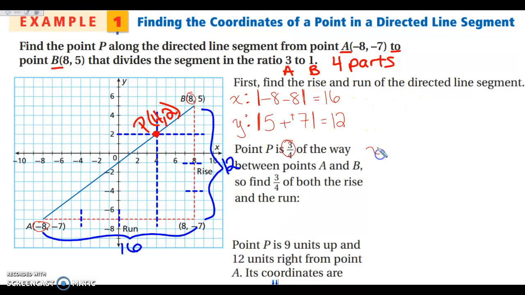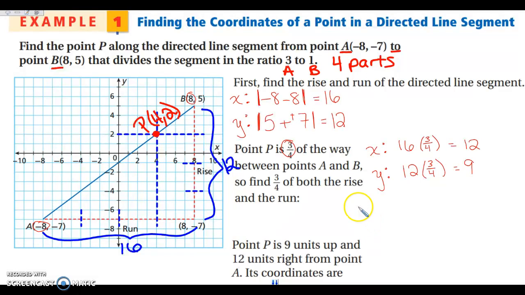So the way that I do that is I'm going to look at my horizontal distance first. And I'm going to take 16 and I'm going to say, okay, what's 3/4 of 16? And when I multiply that, I'm going to get 12. I'm going to do the same thing with my y, and I'm going to say, okay, if I have 12 from my y distance, my y change, what is 3/4 of that? And that is 9. So that means that from point A, I need to move horizontally 12 units and vertically 9 units to get to where I want to be.